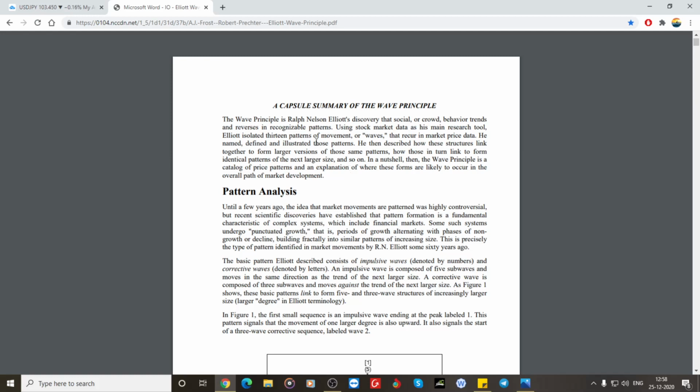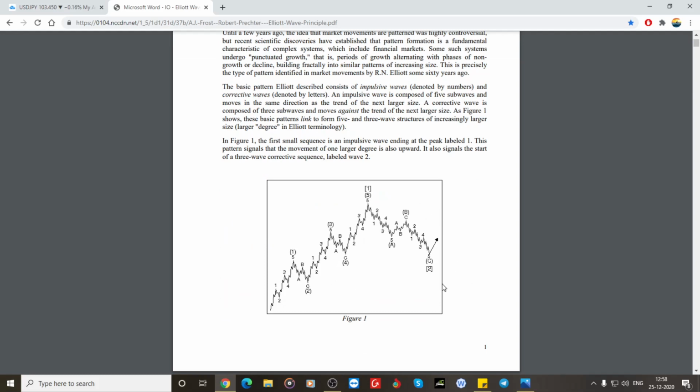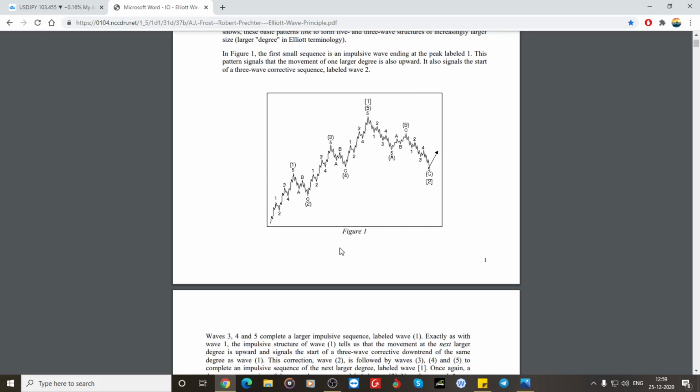So we will first start from the impulsive wave. How do we start? First we have to be on the monthly chart if you are a positional trader, then if you are a swing trader, an intraday trader or a scalper. I'm using only Elliott wave, but I'm not doing any scalps. Sometimes I will do intraday according to the wave counts. The first basic is the impulsive wave.